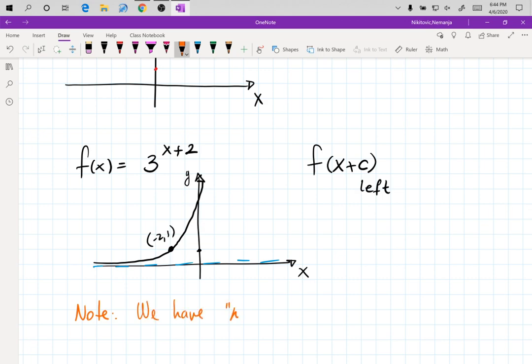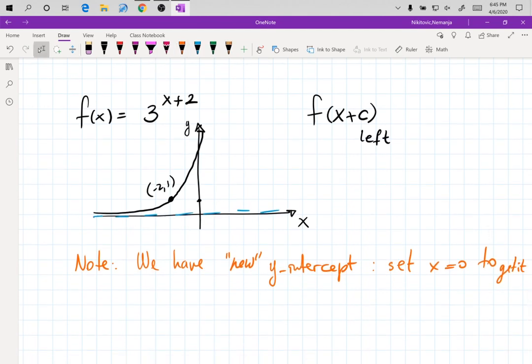We have a new y-intercept. Set x equal to 0 to get it. So x equals 0, we have 3 to the 0 plus 2, which is 3 squared, which is 9. So it's (0, 9) for our new y-intercept for the exponential function.